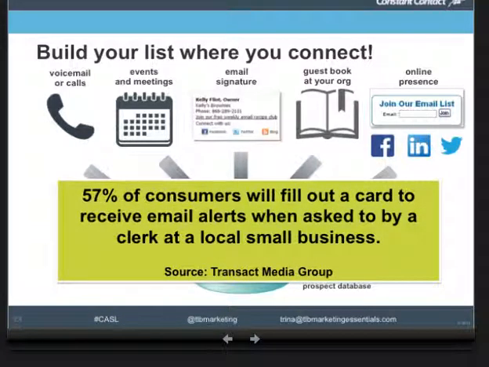57% of consumers will fill out a card to receive email alerts when asked to by a clerk at a local small business. So don't forget to have your clerks asking each person who comes through the till. If you have 5,000 people coming through a month, that's between 2,500 and 3,000. I won't do the arithmetic right now, but that's a good number of people you could get on an email list.